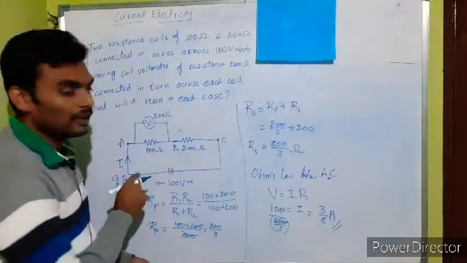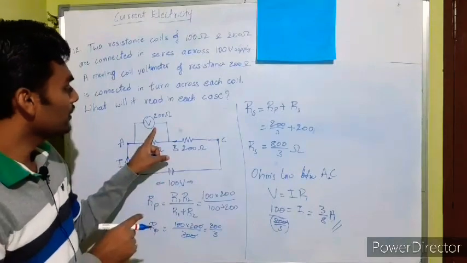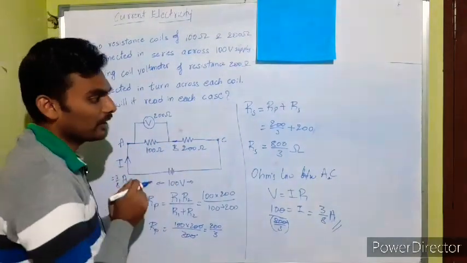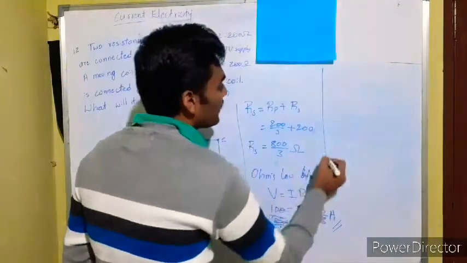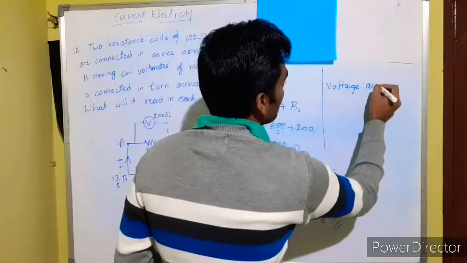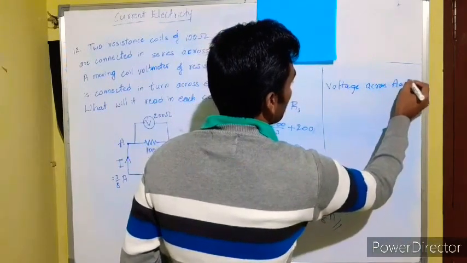Now this current will help us in getting the voltage across these 2 points A and B. Okay, let us work for the voltage across A and B now.